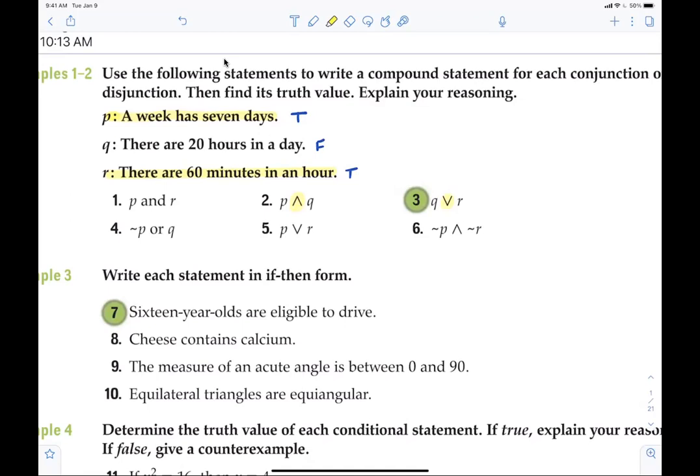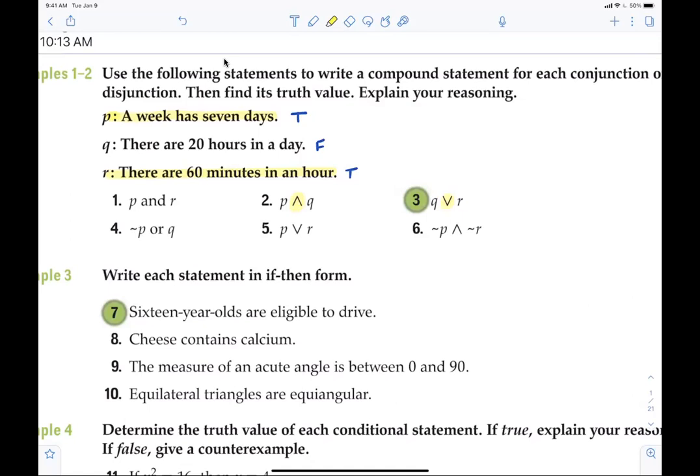In an and statement, both statements must be true, or it's false. So if it's false, true, or true, false, or false, false, it's going to be false. Is that making sense? I don't think there's that much to it. And statement, both statements must be true. Or statement, at least one of them has to be true.